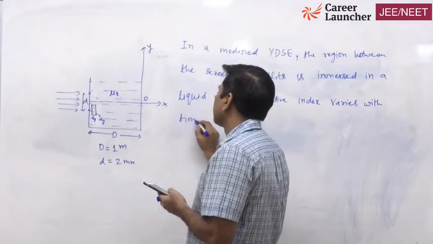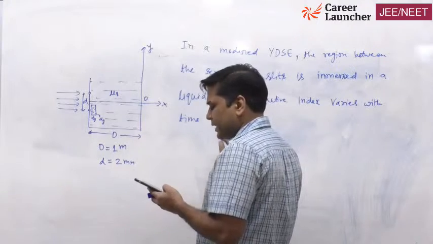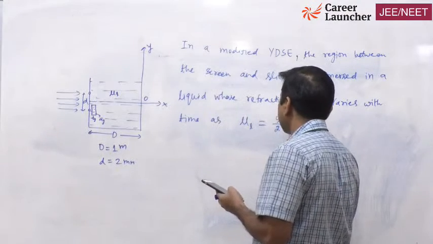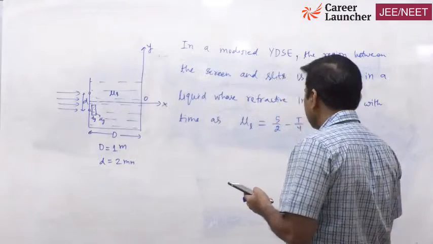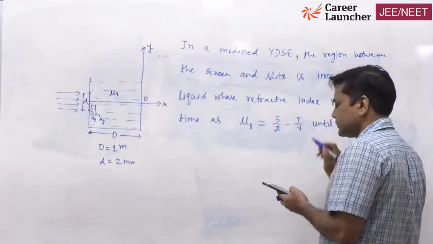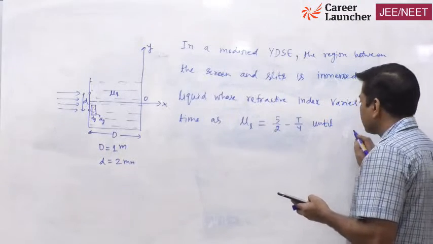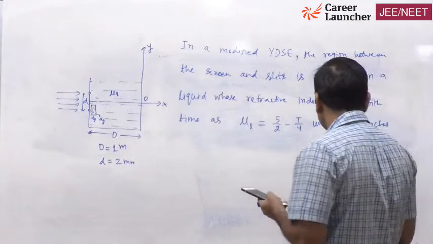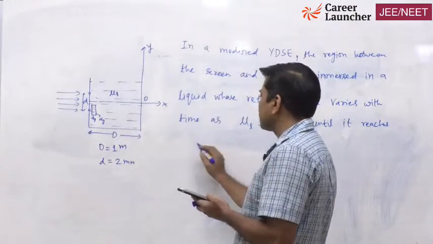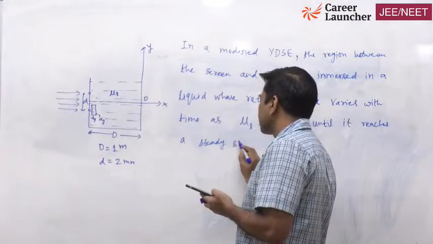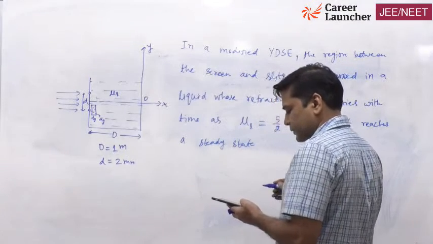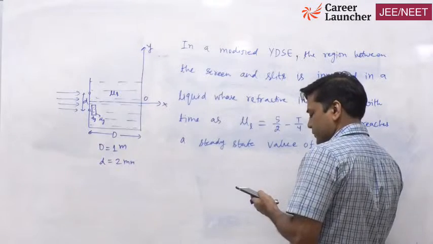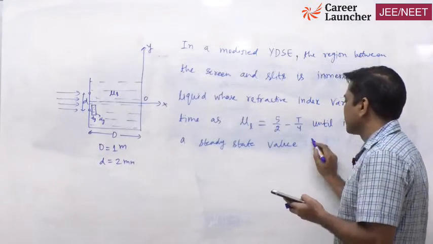So here the refractive index mu L keeps on changing with time as mu L equal to 5/2 minus T/4, where T is variable, time, until it reaches, I think this would have used small t here, but anyhow, reaches a steady state value of 5/4.